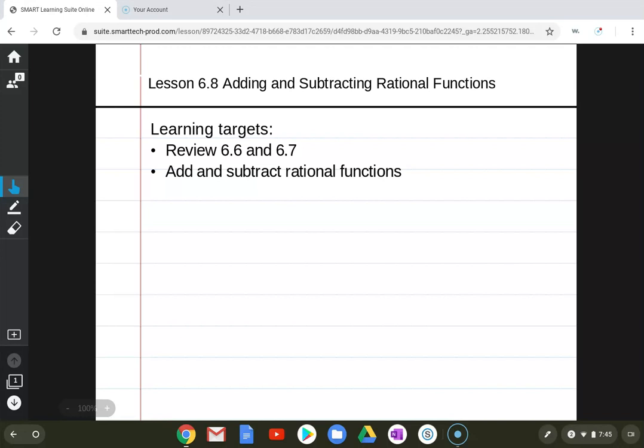Hi everyone, it's time to do section 6.8. Today we're going to learn how to add and subtract rational functions. We're also going to start off with a little bit of review, so let's jump right in.